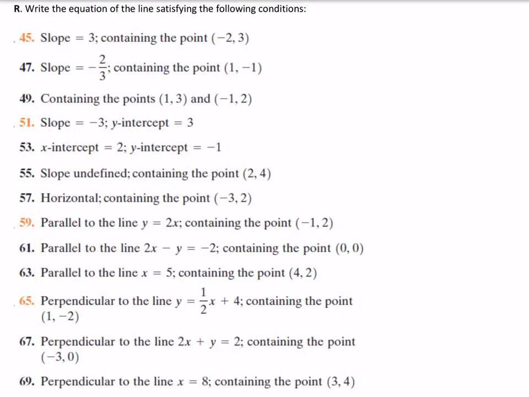We're going to continue with writing linear equations with given information, and like I said in other videos, I'm just going to make sure it's in slope-intercept form because it's going to be a lot easier. So I'm going to make sure these are in slope-intercept form, which is y equals mx plus b. Unless it says otherwise, which in this worksheet it doesn't, I'm just going to go ahead and say y equals mx plus b.